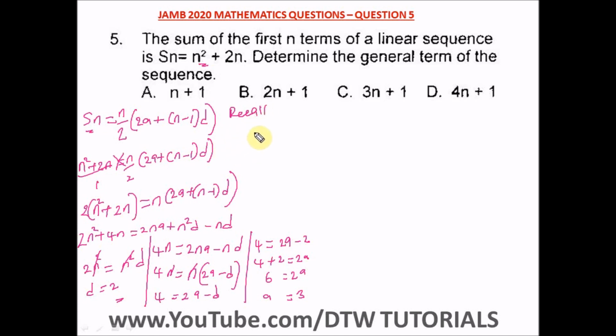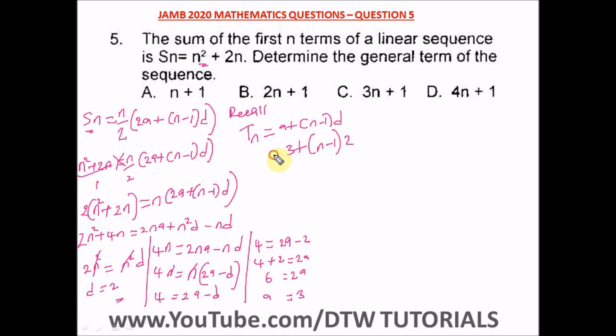We have that the formula for the nth term of any arithmetic sequence is tn equals a plus (n minus 1)d. You see that now. So we have to find the general term of the sequence, which is this. I know that a is what? 3 plus (n minus 1). What's our d?